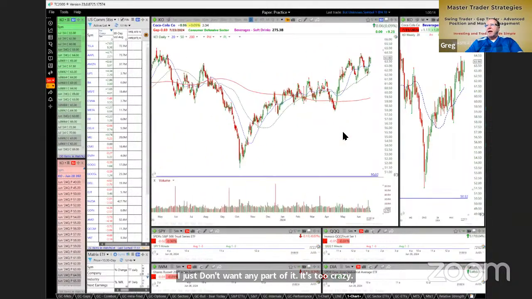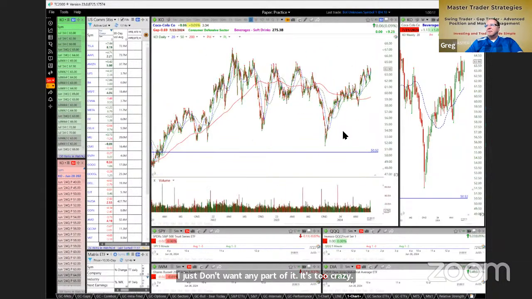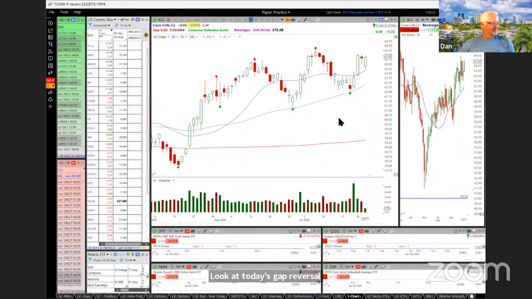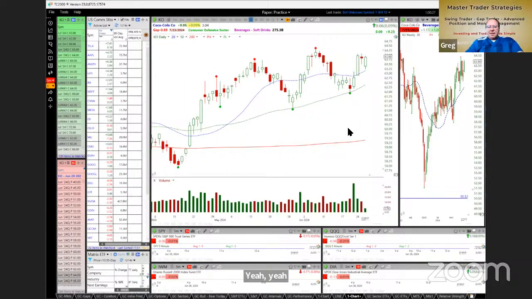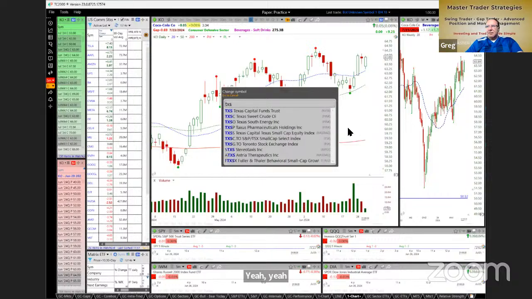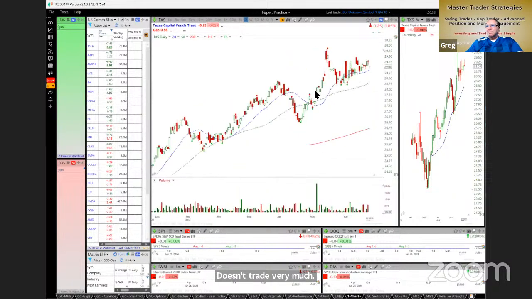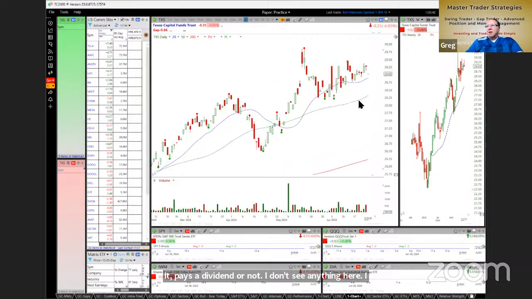Coca-Cola, maybe it's going to break out. Look at today's gap reversal. Your old 1, 2, 3, 4. Yeah. But TXS doesn't trade very much. I don't know. It's a trust. Julio, maybe I don't know if it pays a dividend or not. I don't see anything here. It's so slow. I would not consider it for anything.